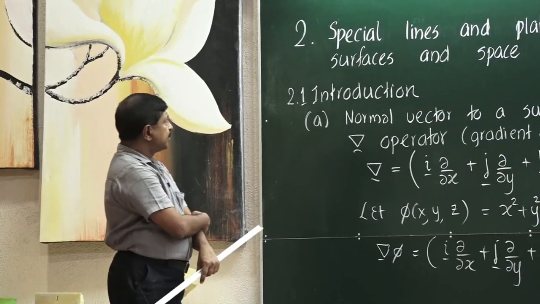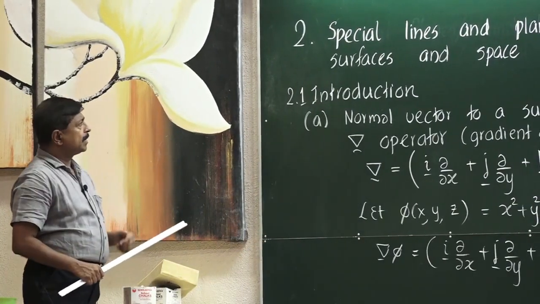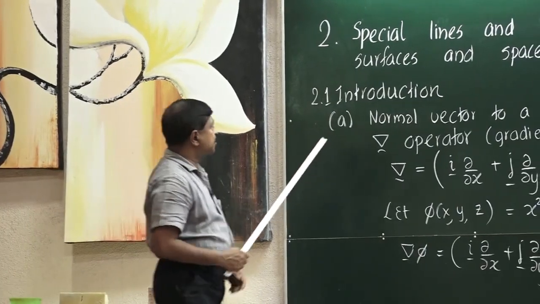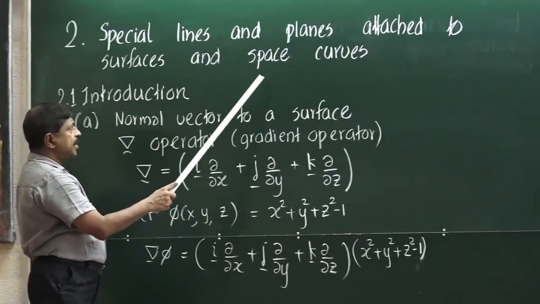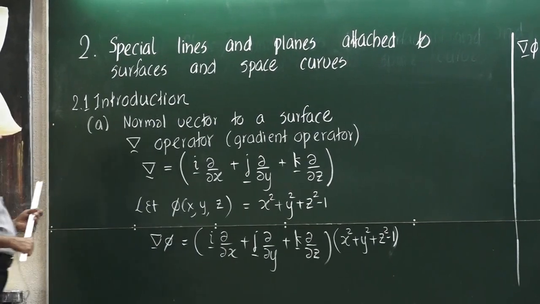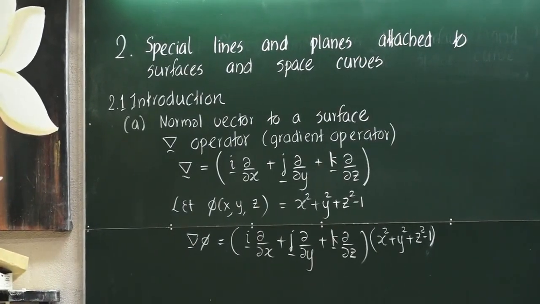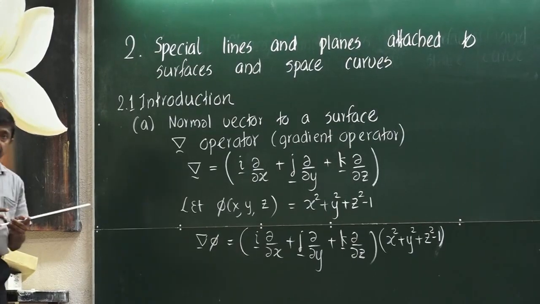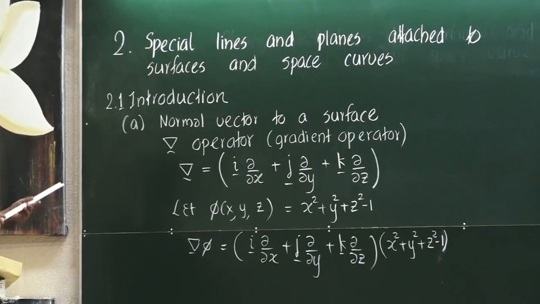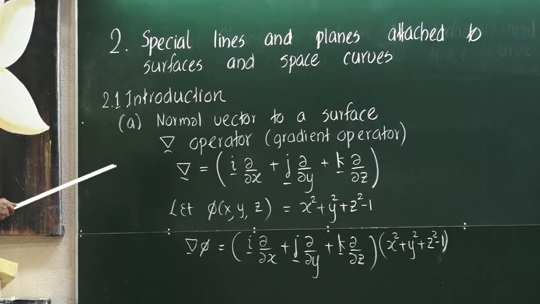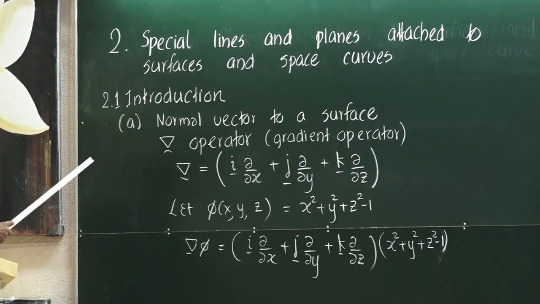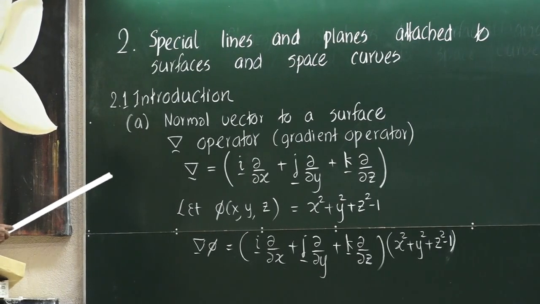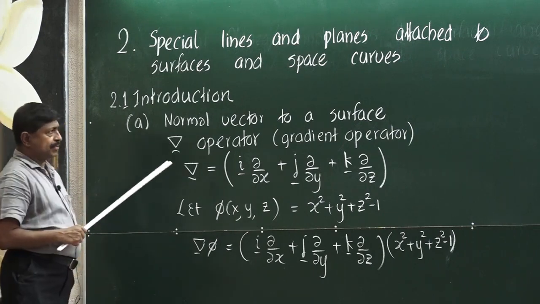Now, let us start section 2, special lines and planes attached to surfaces and space curves. First, let us go through an introduction. Let us gather some tools that are required to deal with the problems pertaining to this topic. So, in the introduction, we will first go through the normal vector to a surface.